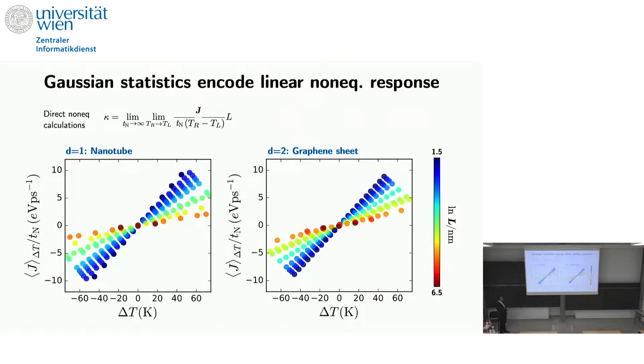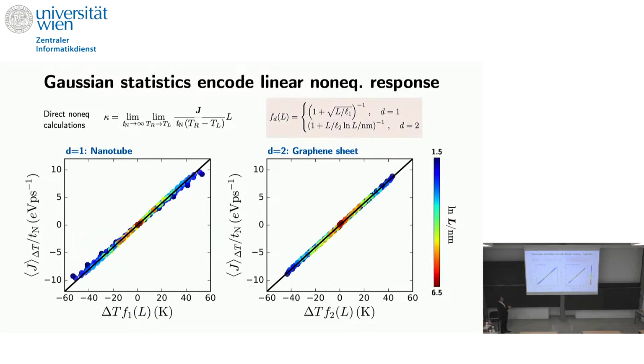We can also do the explicit non-equilibrium calculation, applying a temperature difference, measuring the heat flux. Because those fluctuations are Gaussian, they are incredibly linear. So over a broad range of applied temperatures, you have linear response. Those slopes then are related to the thermal conductivity. This is the total heat flux through those reservoirs. And again, if we use those same scaling relationships, they collapse.